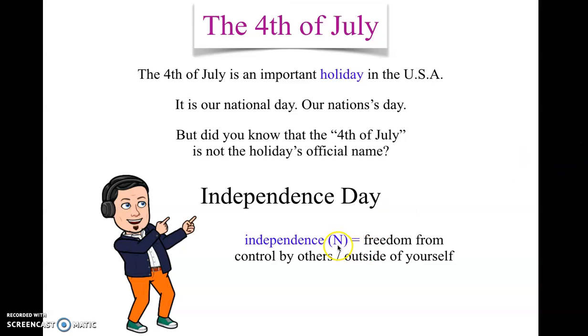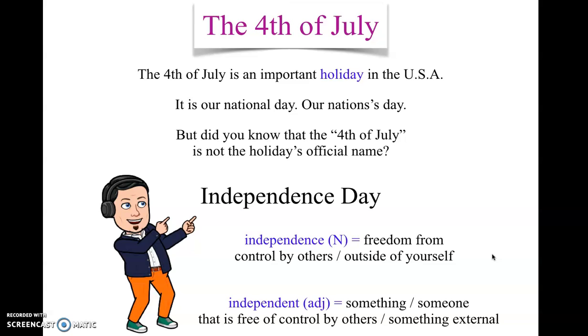Independence is a noun, and it means freedom from control by others, or control by something outside of yourself. The adjective, independent, means something or someone that is free of control by others, or free of control by something external, something outside of itself. For example, children, who sort of are told what to do by their parents, often want independence. They want to be independent. So in the United States, once they can drive and do different things, they start becoming more and more independent. Well, this is the same thing that the early United States wanted as well.